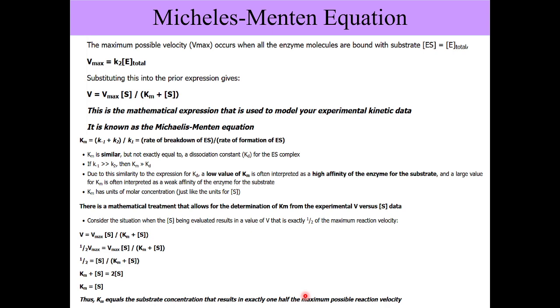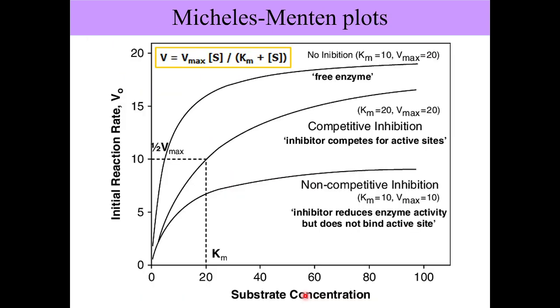So now you understand why Km is equal to the substrate concentration at half of maximum velocity. Okay. Now we will look at the Michaelis-Menten plots for different inhibitors, and how this plot changes when different kinds of inhibitors are added to the enzyme substrate reaction. This is the original plot for the free enzyme without any inhibition. Let's say that Km is 10 and Vmax is 20.